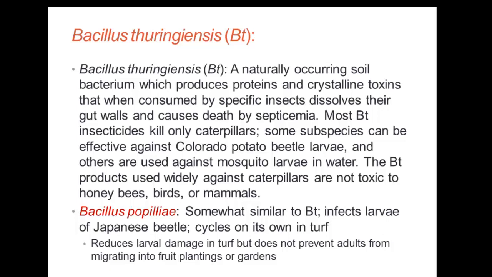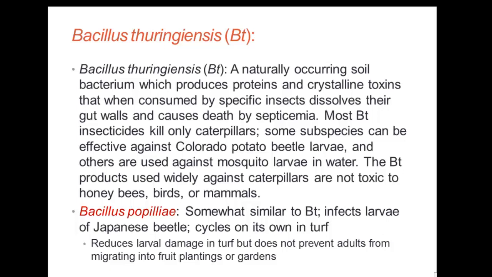Bt is, again, this soil bacterium. Most of the formulations of Bt, which again stands for Bacillus thuringiensis, are ones that kill caterpillars. The insects eat them. The toxins attach to the gut wall on receptors that are found only in caterpillars. The gut wall breaks down, all the bacteria that were in the gut get inside the insect, and it poisons them by bacterial septicemia. These products are not toxic to honeybees or to birds or to mammals. That's why they've been commercialized so widely.